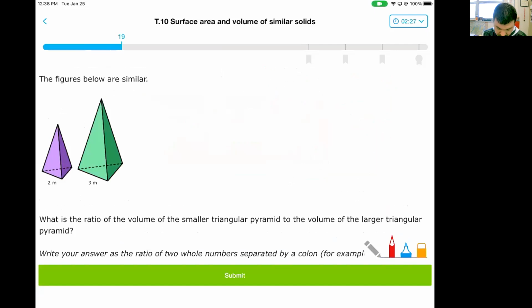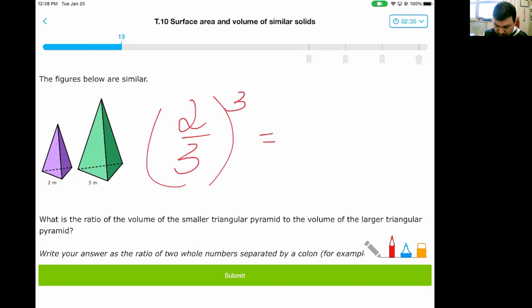Okay, what is the ratio of the volume? Okay, so the side length ratio is 2/3. If I cube that side length ratio, that will give me the same answer I had before. I'm not going to do all that work again, just 8/27.